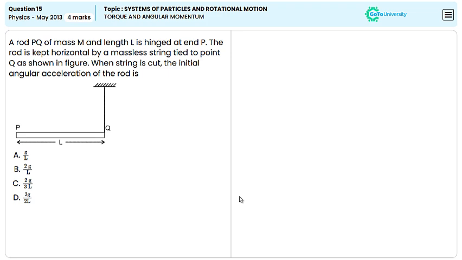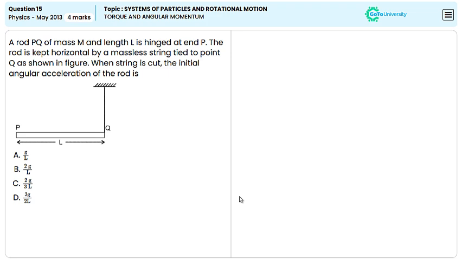A rod PQ of mass m and length L is hinged at point P. The rod is kept horizontal by a massless string tied to point Q as shown in the figure. What is the initial angular acceleration of the rod when the string is cut?